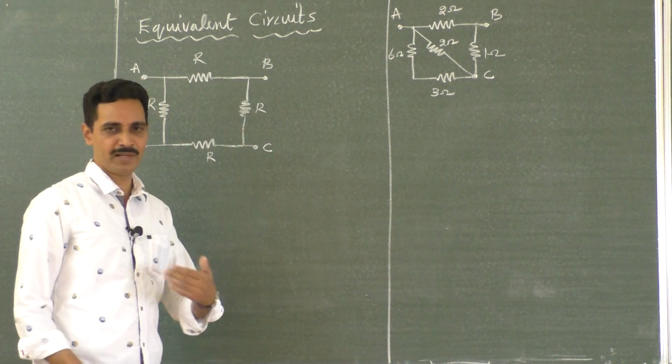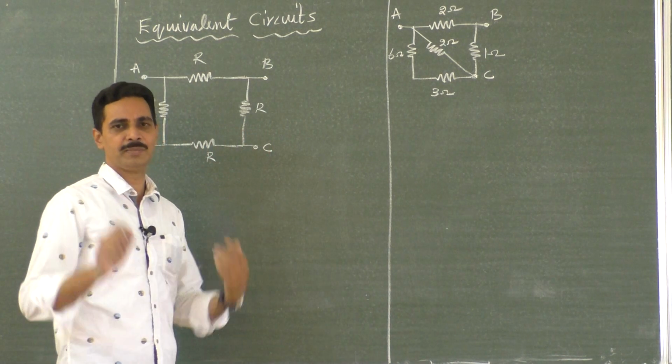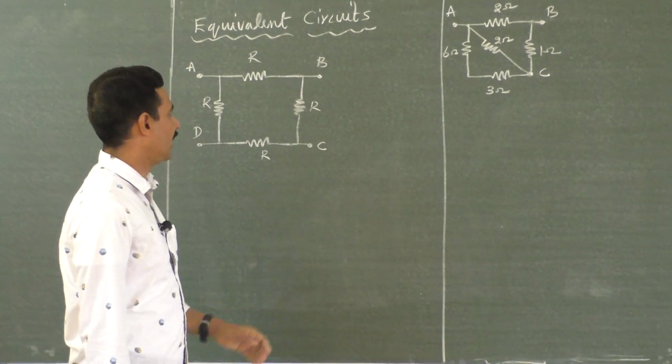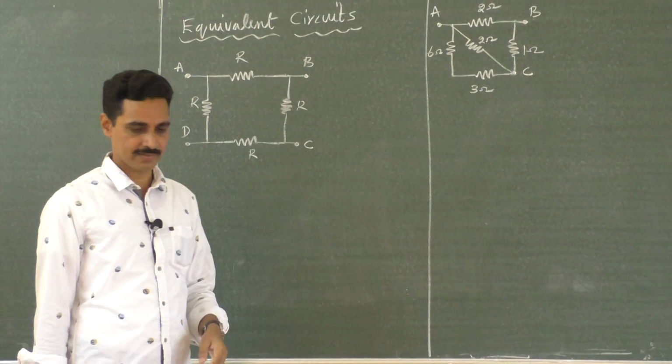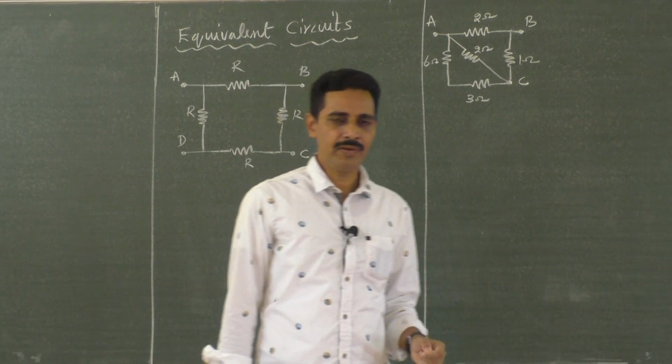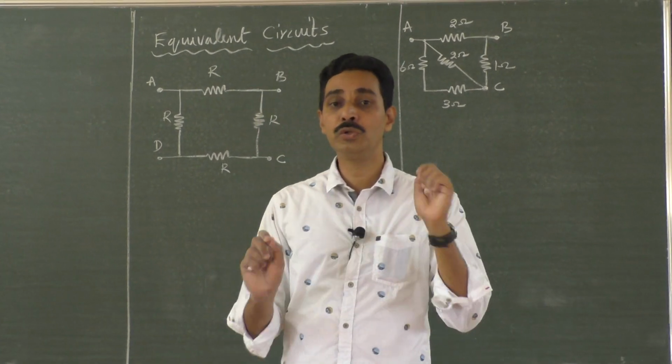So be with the paper and pen. Start writing down. Start scribbling down. Now this is a circuit. I want to find out the equivalent resistance. Always, equivalent resistance will be asked between 2 points.